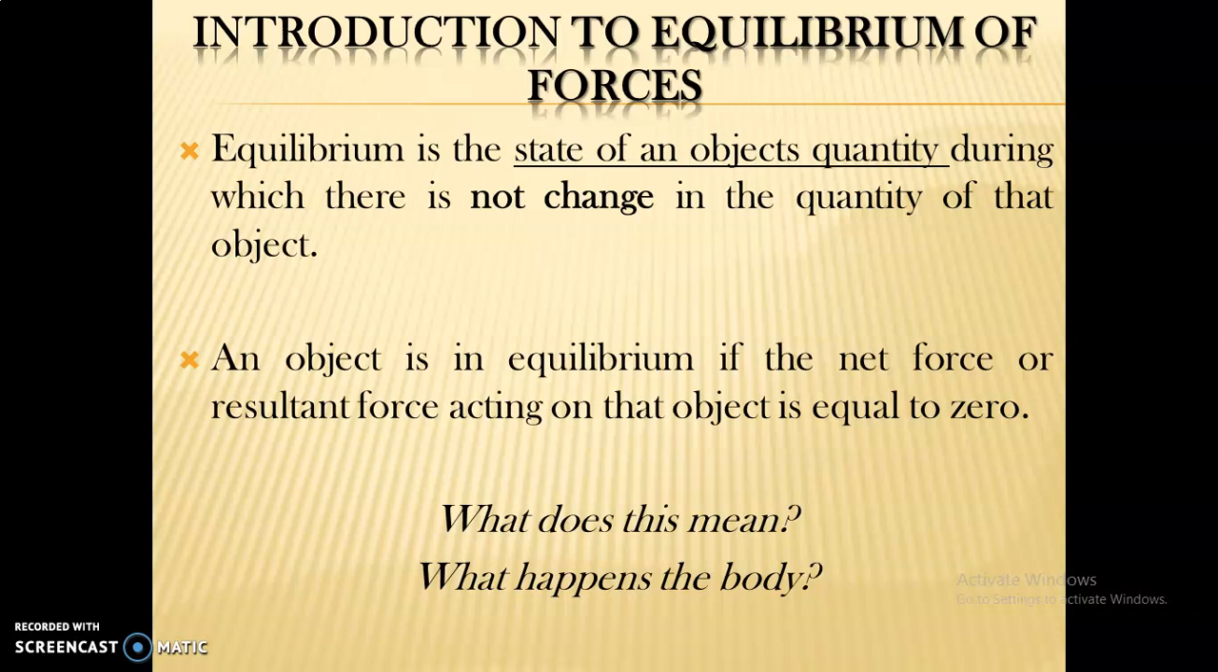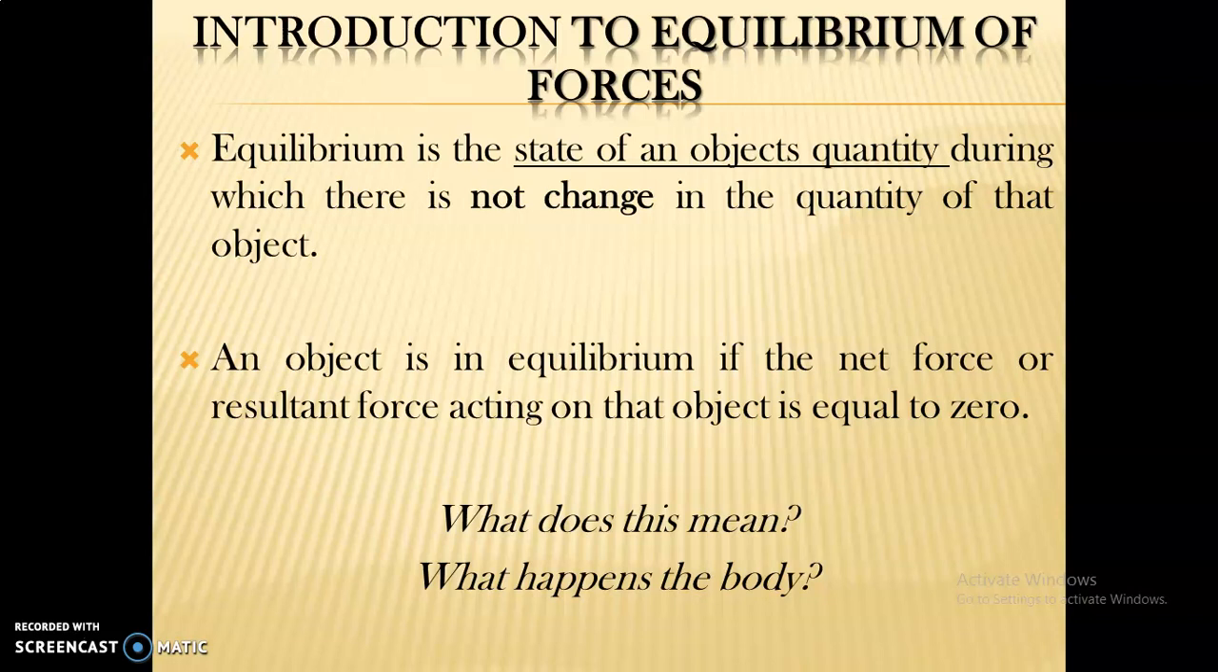An object is in equilibrium if the net force or resultant force on that object is equal to 0, which means forces acting on the body. Let's say a box sitting on the ground is pushed by two boys from both sides, and the box does not move. It means that the boys are pushing the box with the same force. It definitely tells us that if the forces are equal, the box cannot move. It means that the forces applied by the boys are equal.